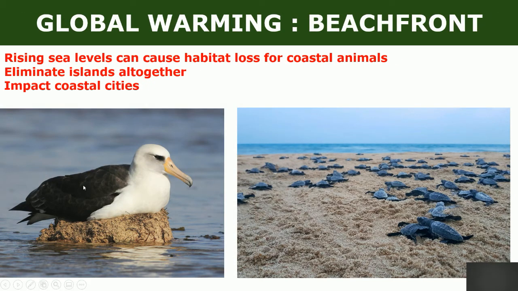Especially so like this seabird here. This albatross is trying to build a nest on a beach, and as you can see, it is surrounded by water. So those rising sea levels can cause habitat loss for the coastal animals. In some cases, it's eliminating islands altogether. There are many islands in the Pacific that have completely disappeared. The people that live on them have had to move.